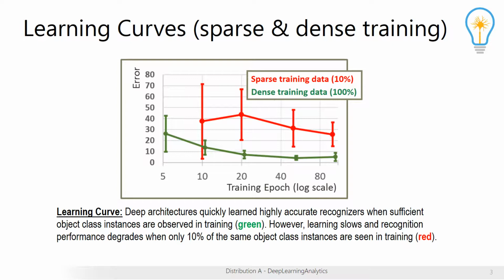The dependence of validation error on number of examples seen during training also leads to slower learning for sparsely observed object classes. In this experiment, the green curve shows that deep architectures quickly learned highly accurate recognizers when sufficient object class instances were observed in training. However, as can be seen with the red curve, learning slowed and recognition performance degraded when only 10% of the same objects were seen in training.